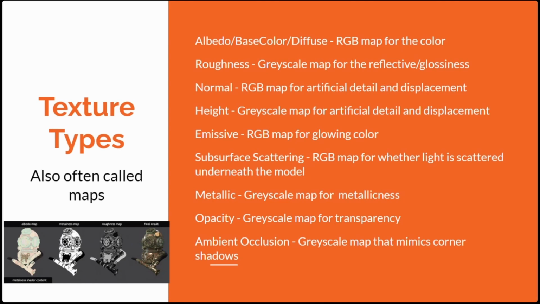Roughness is a grayscale for reflective glossiness. I'm going to go over most of these afterwards. Normal is for artificial detail and displacement. Height is grayscale for artificial detail and displacement. Emissive is an RGB map for glowing colors. Subsurface scattering is an RGB map for deciding whether light is scattered underneath the model. Metallic is what it says on the box. Opacity is a grayscale map for transparency. And ambient occlusion is a grayscale map that mimics corner shadows.